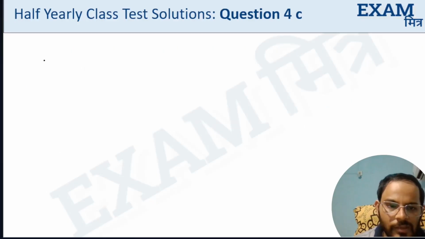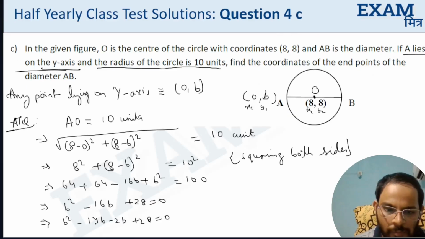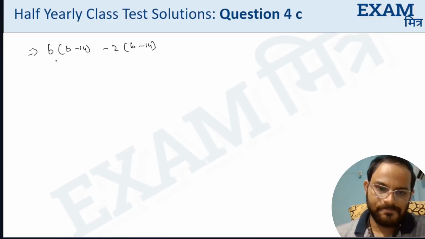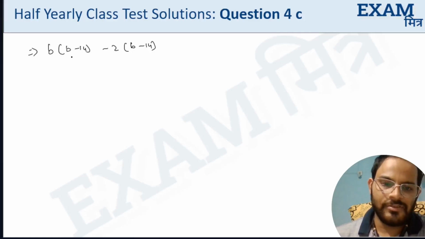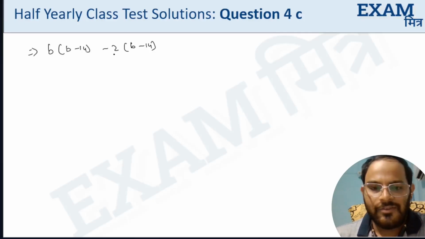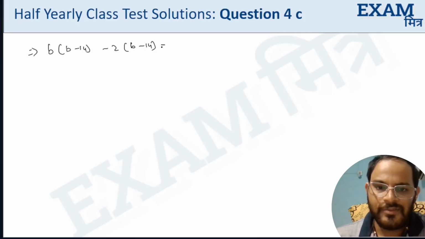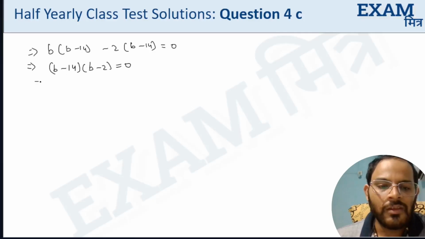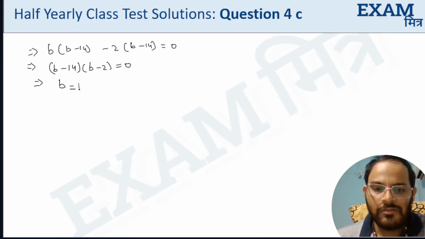So this implies I can take the common factor from the first two terms as b, and I can take 2 as common factor from the rest of the two. So we take b common from the first two terms, and −2 common from the last two terms, and this equals 0. Both are (b − 14), so just take out (b − 14), and it is left with (b − 2). Now you can see that the value of b can be 14 and the value of b can be 2 as well.